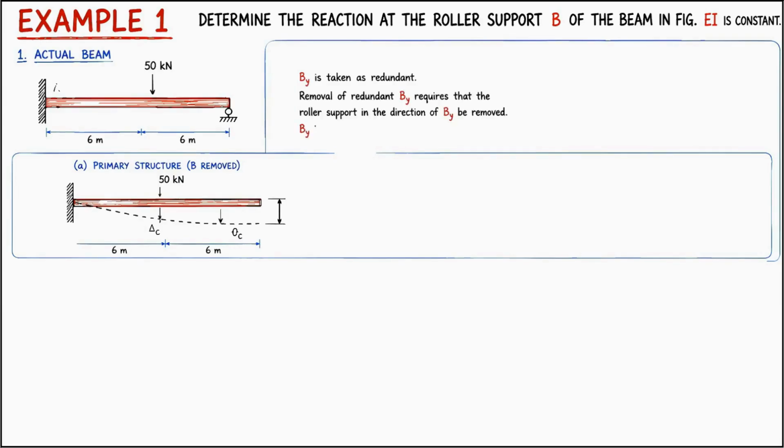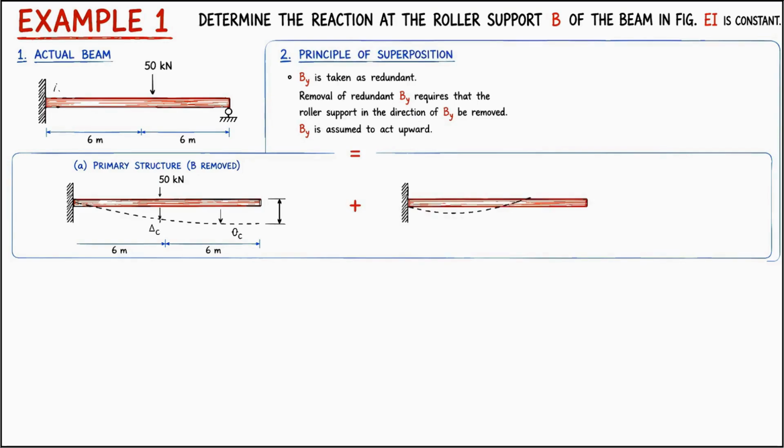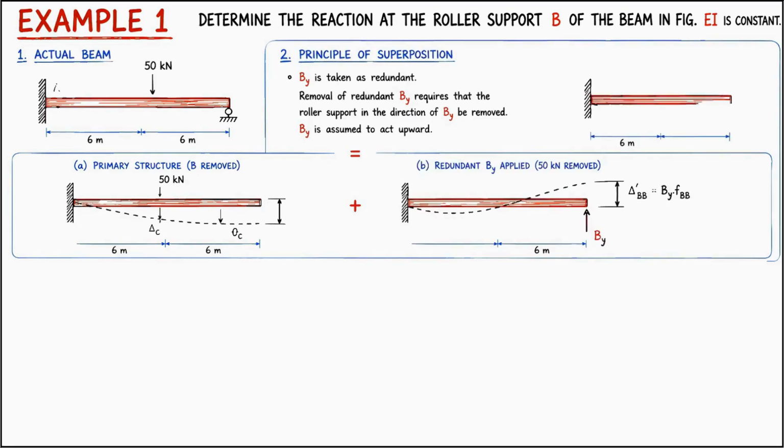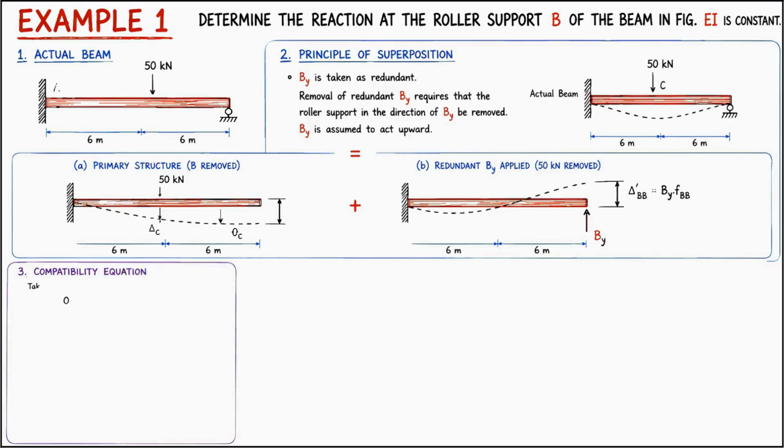Since the beam has one more unknown reaction than the available equilibrium equations, it is first-degree statically indeterminate. To solve it, we choose the vertical reaction at B, denoted by By, as the redundant force. Removing support B converts the beam into a cantilever, fixed at A, called the primary structure.